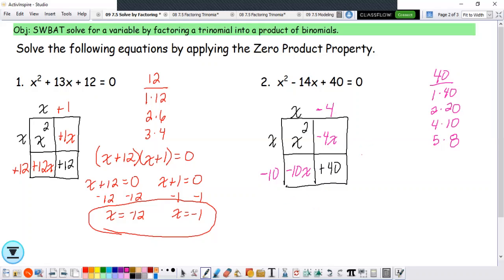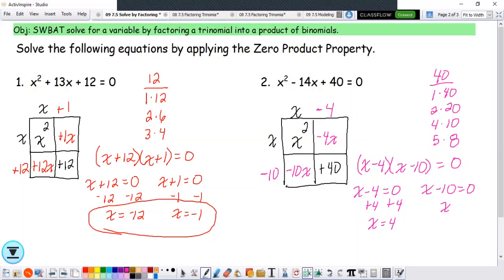So when we go to solve this, we have x minus 4 times x minus 10 equals 0. Set each factor equal to 0 and solve. We add the 4, x equals 4. We add the 10, so x equals 10.